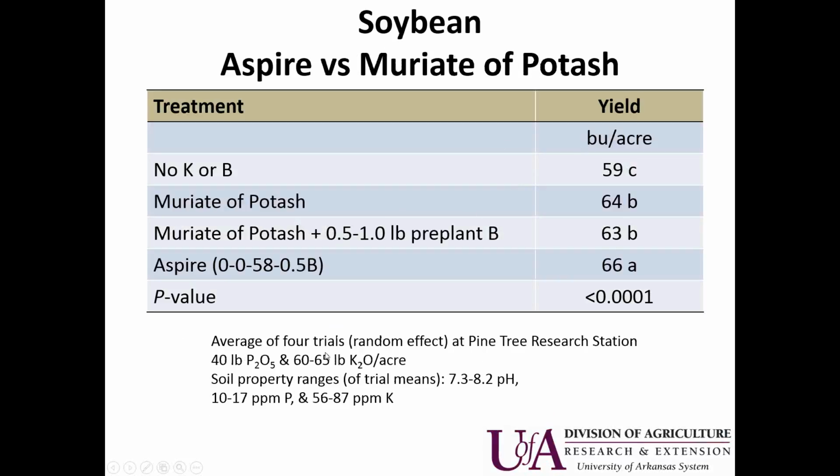This is the summary of 4 different trials at one of our stations where boron deficiency can be a problem. We see good responses to potassium fertilization here, and compared to 1/2 to 1 pound of boron applied pre-plant, depending on the study. That's why I've got a range in here. The Aspire product showed an excellent response.